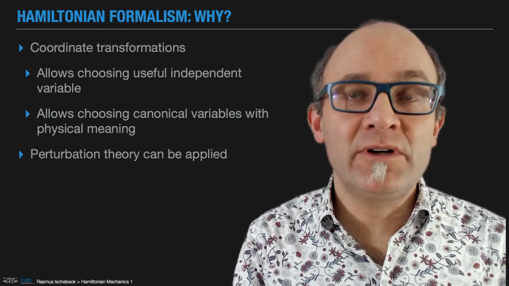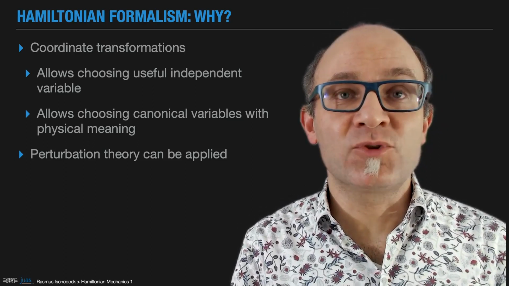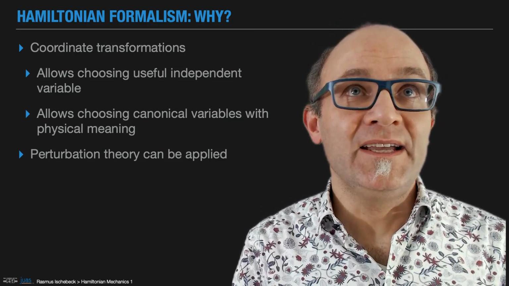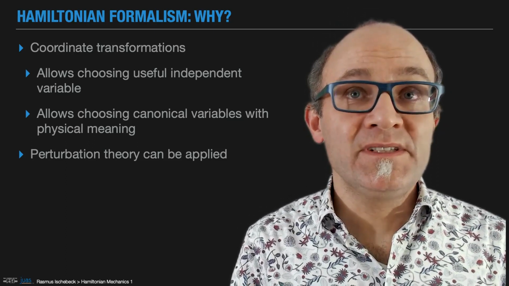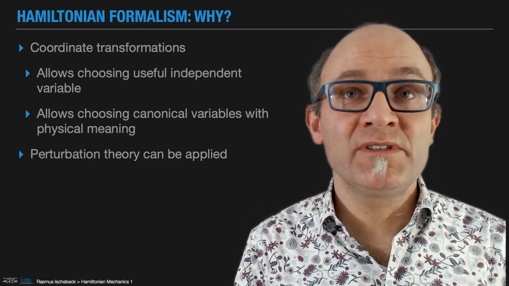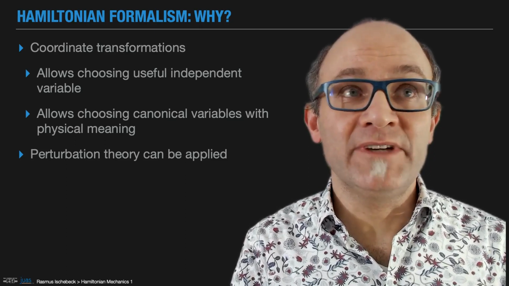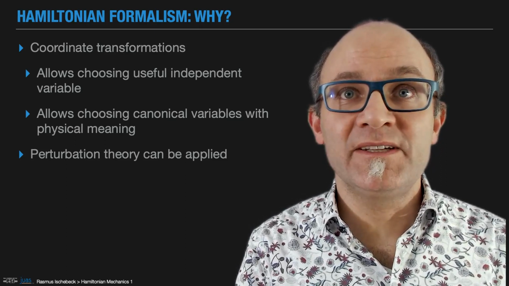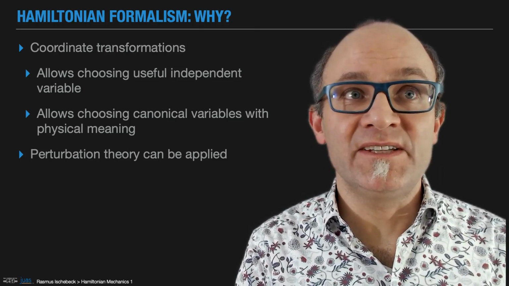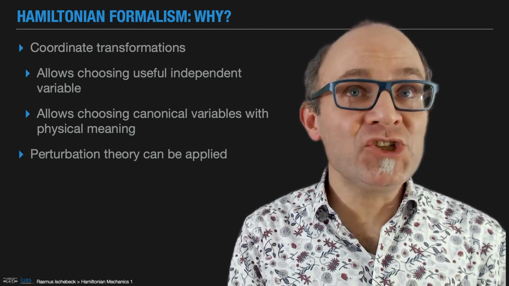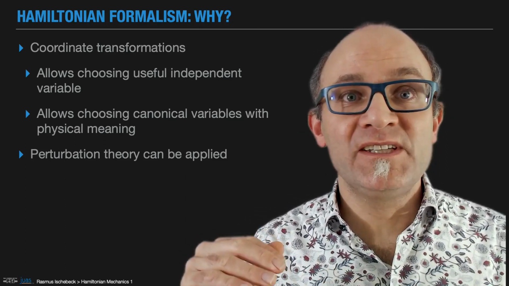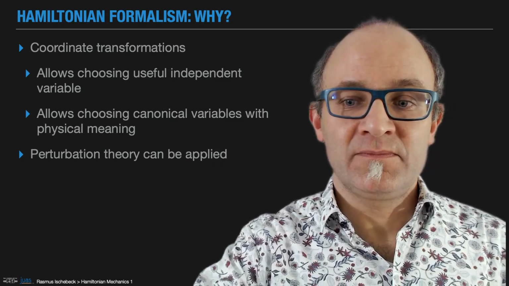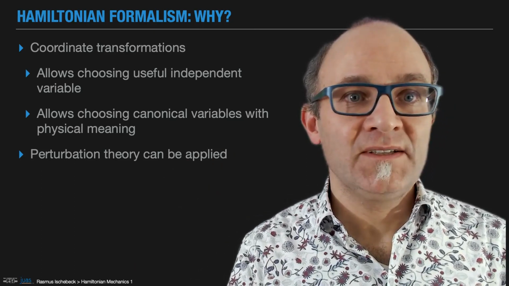The real power of Hamiltonian mechanics comes from coordinate transformation. This allows us now to choose different independent variables and different canonical variables with the real physical meaning for our system under study. We can apply perturbation theory if we want to see a small motion on top of a bigger one.